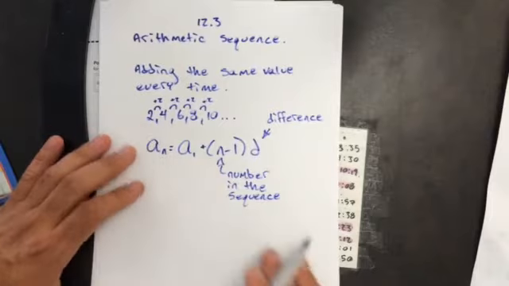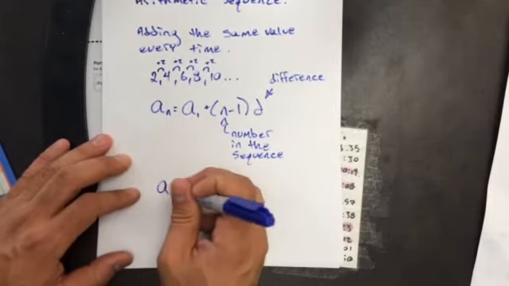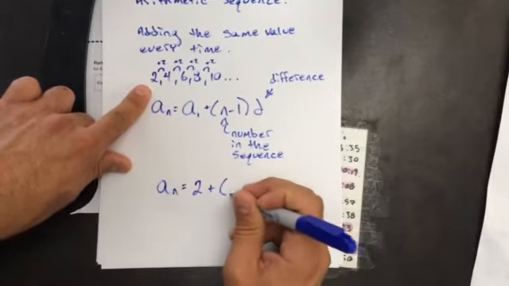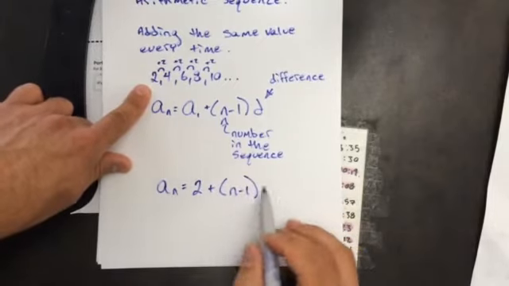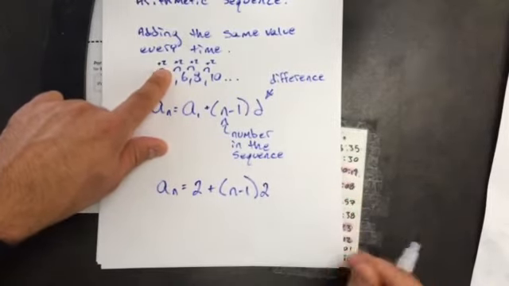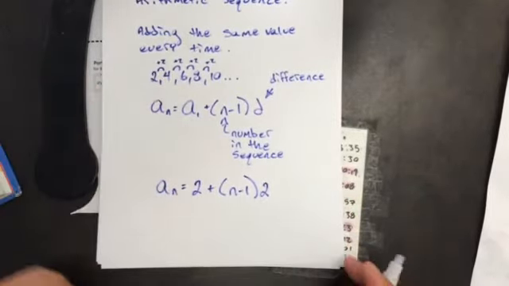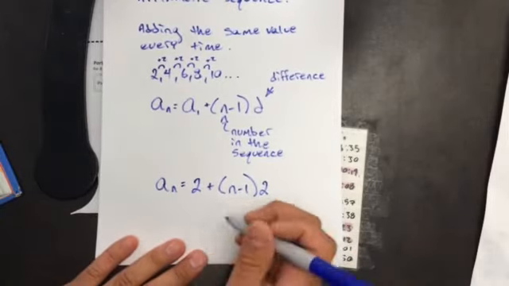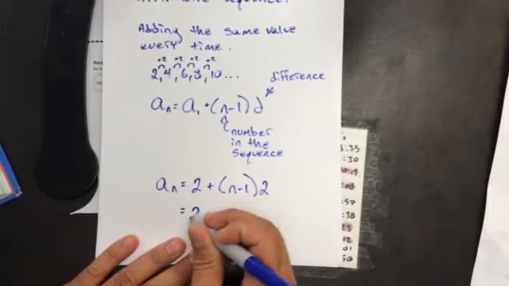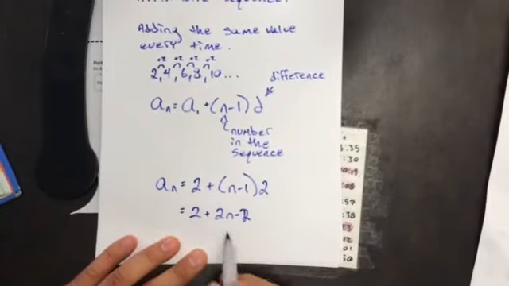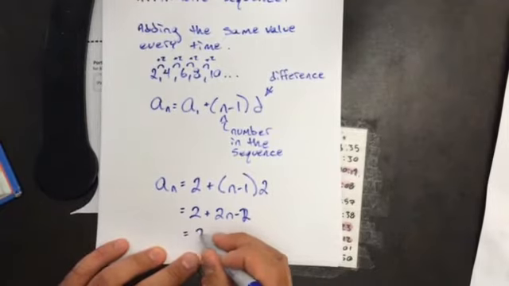Okay? So what does that mean? My rule is going to be a sub n equals the first number, which is 2, plus n minus 1, I'm not going to change this ever, times d, which is the difference, which is also, in this case, 2. And this will give me the answer for anything in the series. If you feel like it, you can distribute this, which is going to give you 2 plus 2n minus 1, or sorry, 2n minus 2, combine like terms, and you get 2n.